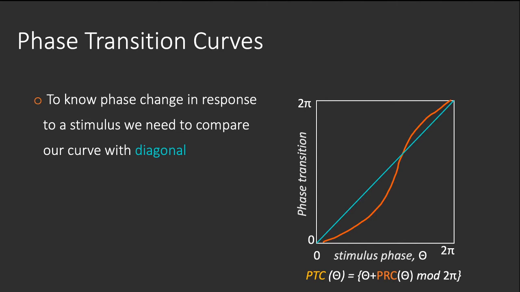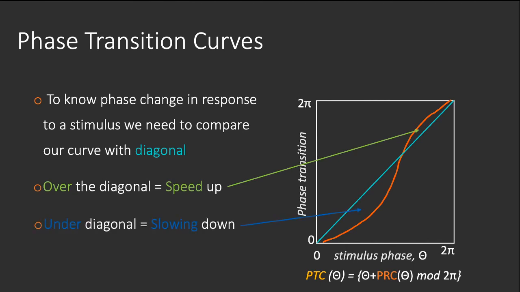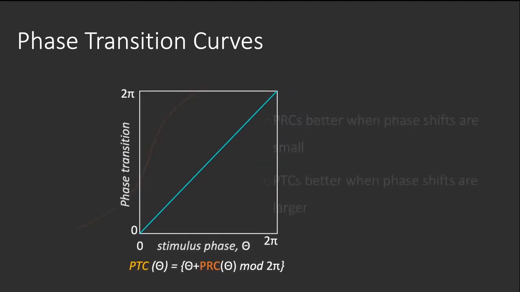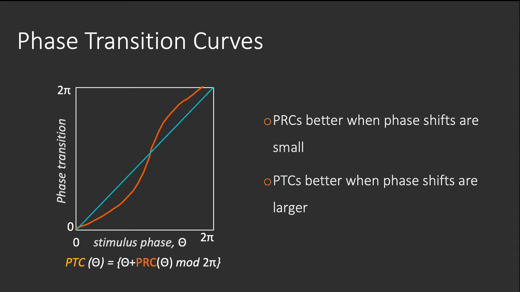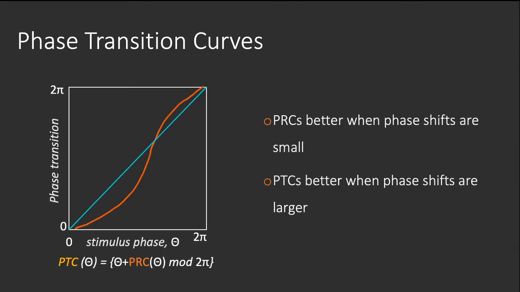If the curve is equal to the diagonal, it means that there is no effect. If our curve is over the diagonal, our phase is being sped up. If the curve is under the diagonal, that means our phase is being slowed down. So, as you can see, PTCs are used for similar models compared to phase response curves. The main difference is when to use which.